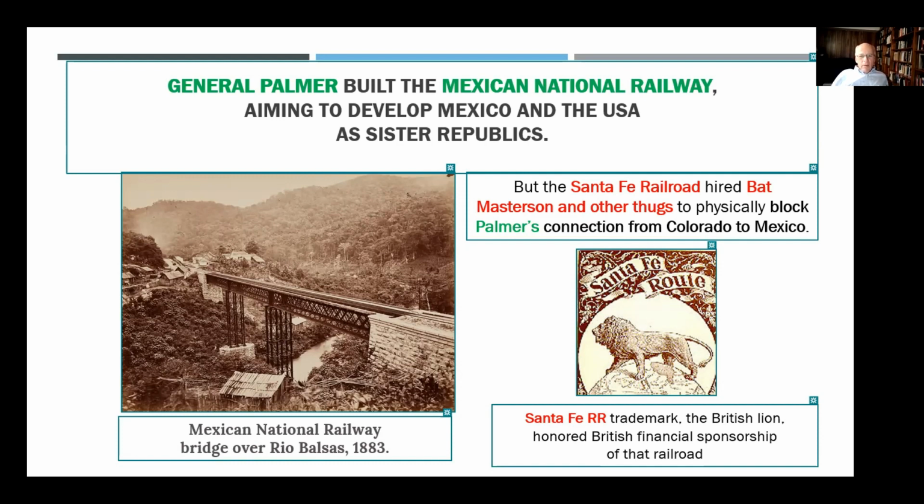But he never was able to connect Colorado to Mexico because another railway run by some really deliberately bad people blocked him physically. They hired thugs like Bat Masterson, and they were going to do a shootout, but they actually beat him in court. They would have lost the shootout because he was a Medal of Honor winner. The Santa Fe Railroad's trademark is there, the British Lion. Let's see why. Next slide.